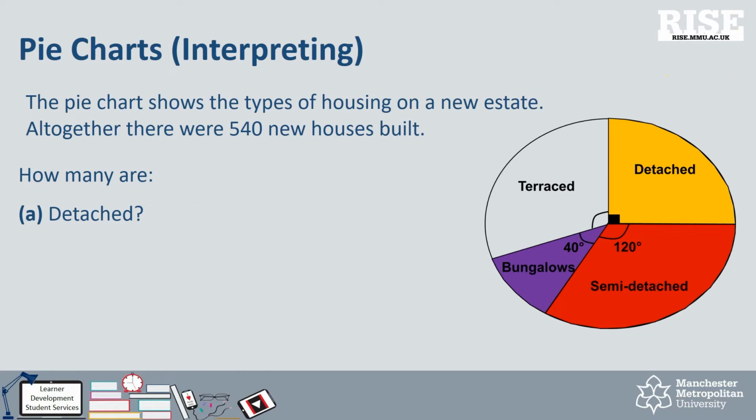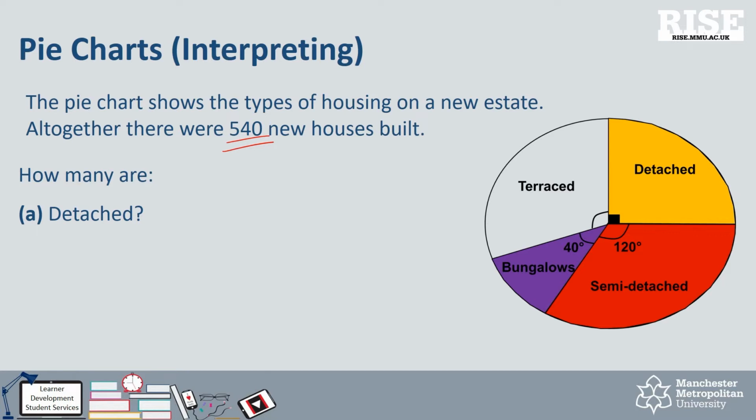Now, it's not always given to us as percentages when we'd like to find the amount of a section. As a pie chart is created by drawing angles, sometimes the parts are represented as the size of the angles that are representing them. We can still use this to find out the values of each section though. In this pie chart, there are 540 new houses built that's representing the entire pie chart.